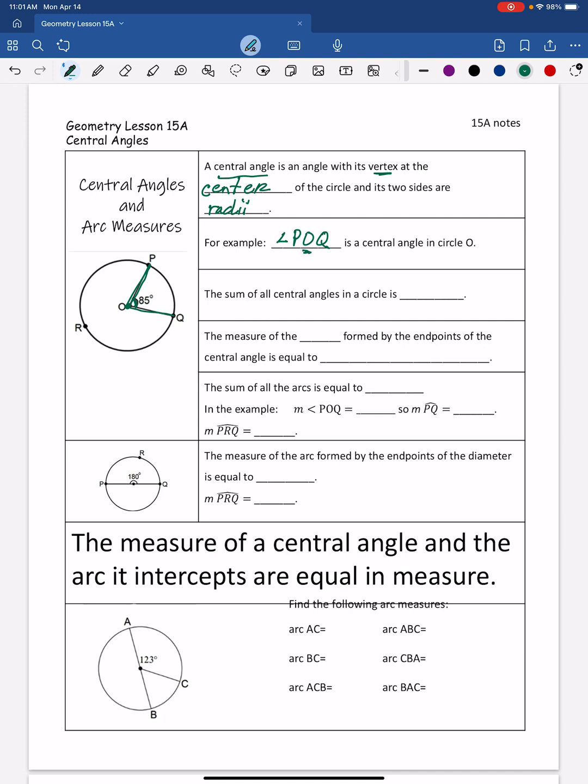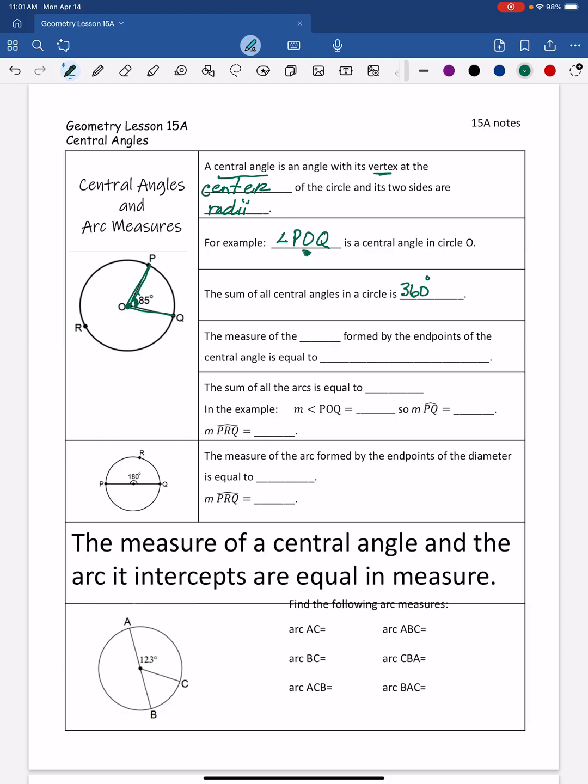Remember, the middle letter here has to be the vertex or the point of the angle, which on central angles is going to be the center of the circle. So when we're talking about central angles, these right here, around the center, the sum of all of them is going to be 360 degrees. Okay, that should be a number that's familiar to you.